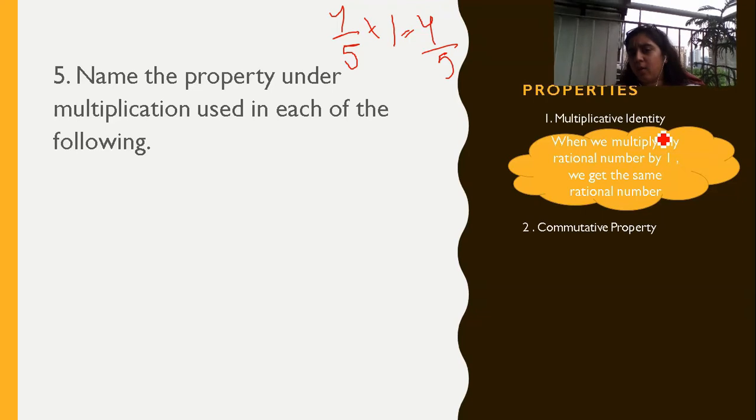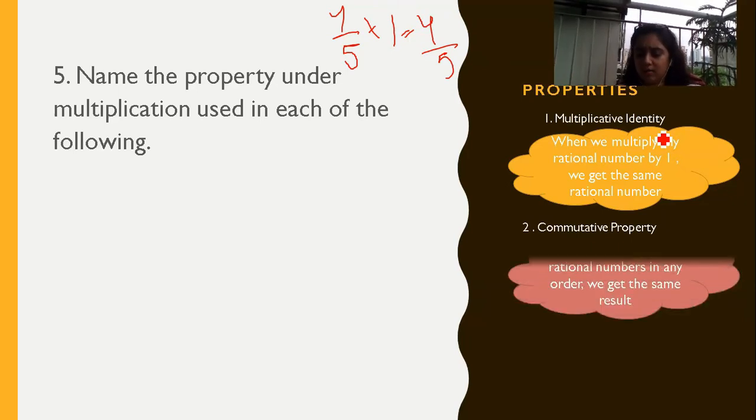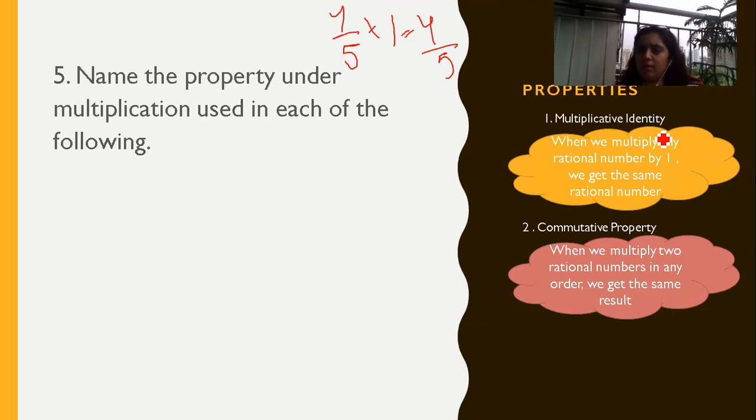And another property is the commutative property. Commutative property means when you multiply two rational numbers in any order, you will get the same result. I have discussed this property in my previous video, and if you have not watched it, then please go to my channel, properties of rational numbers. There you will find all the properties. So the commutative property is when we multiply two rational numbers in any order, we get the same result.